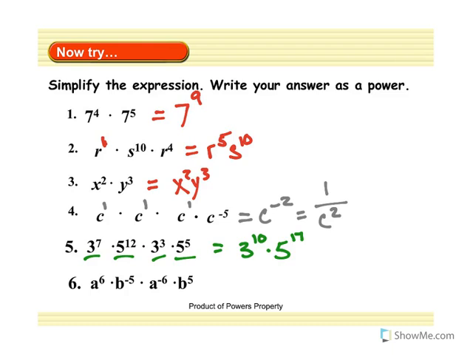And let's look at this last one. A to the 6th times a to the negative 6th, of course, is a to the 0. B to the 5th times b to the negative 5th is b to the 0. And since a to the 0 is equal to 1 and b to the 0 is equal to 1, my product just ends up as 1.